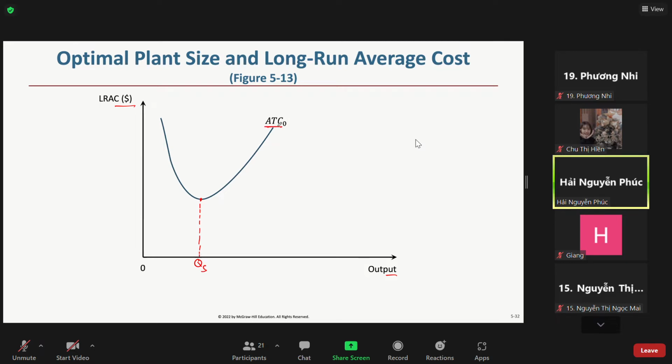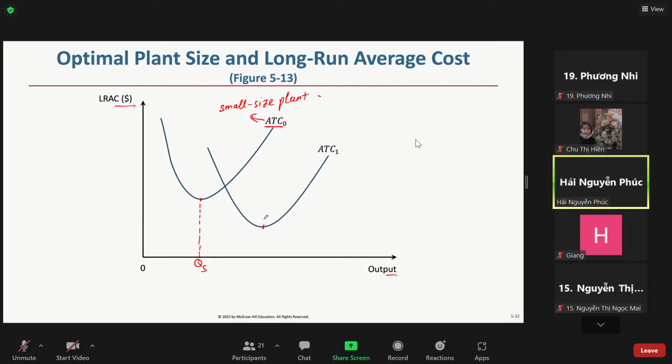The ATC0 actually tells us about the short run cost for the small size firm, small size plant. Here's the next ATC curve, which is for the medium size. And you can easily find the following.